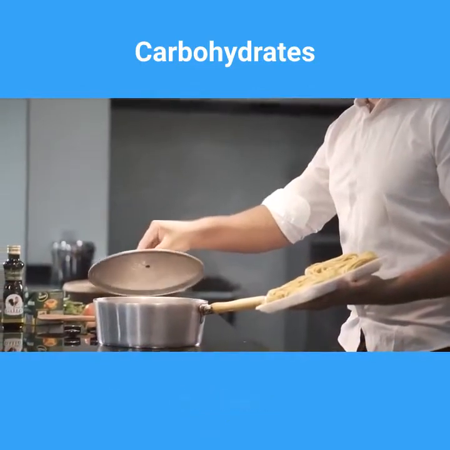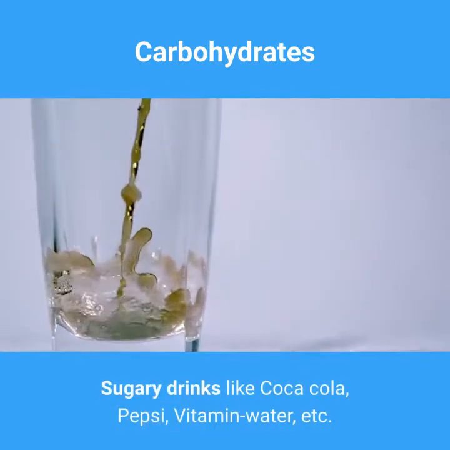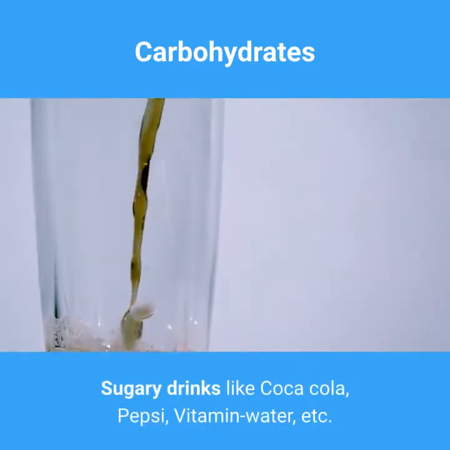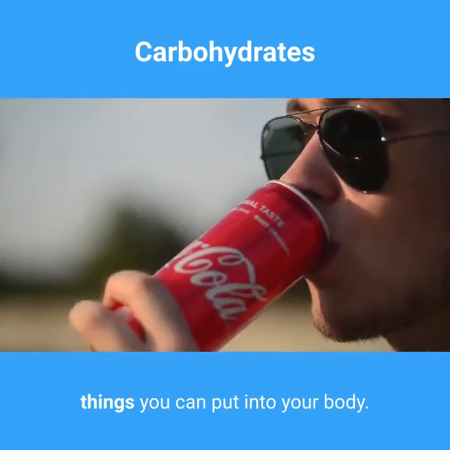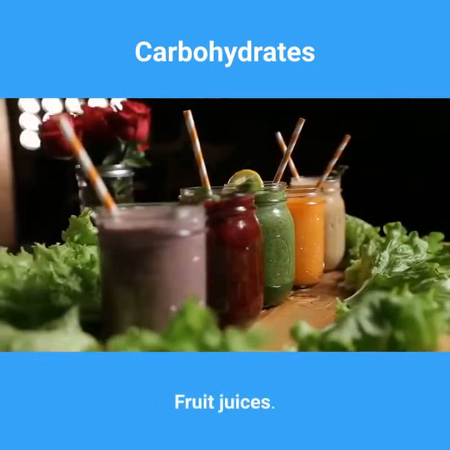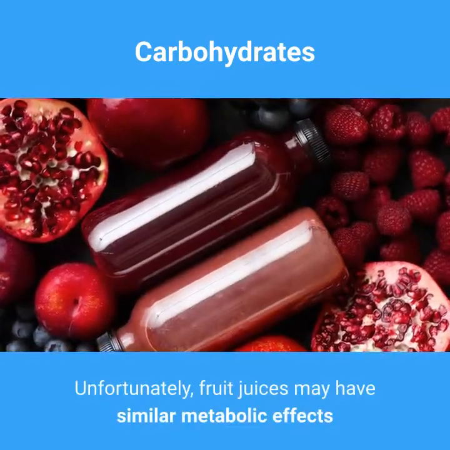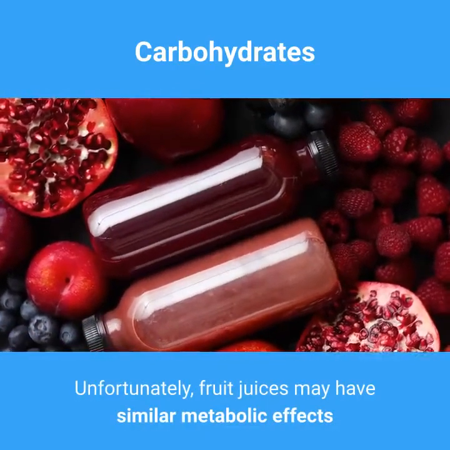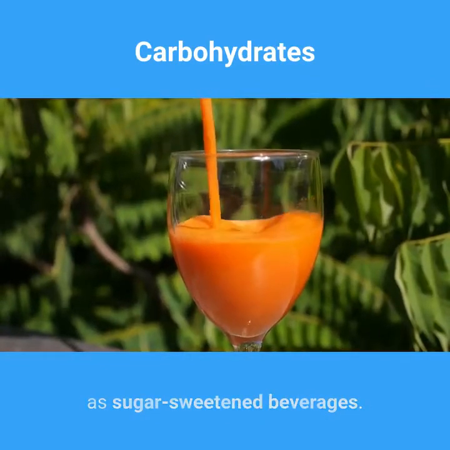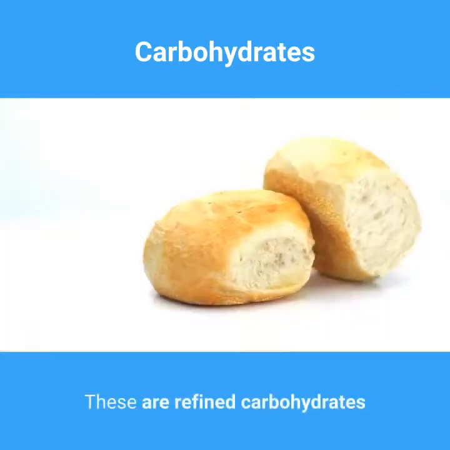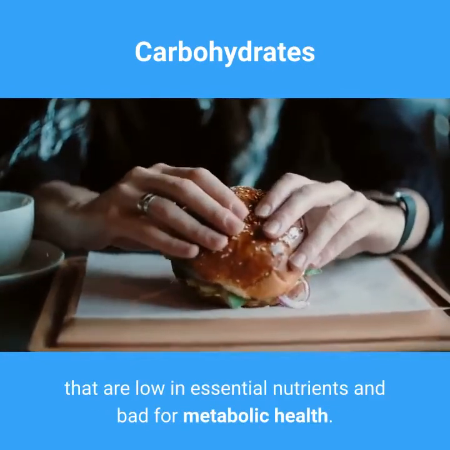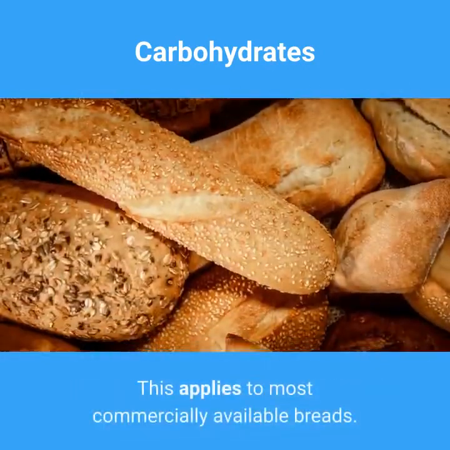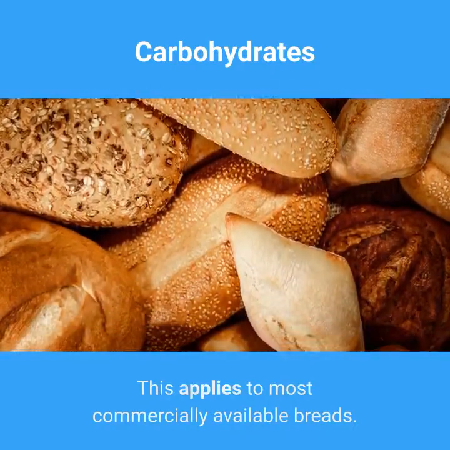Bad carbs. Sugary drinks like Coca-Cola, Pepsi, vitamin water, etc. Sugary drinks are some of the unhealthiest things you can put into your body. Fruit juices. Unfortunately, fruit juices may have similar metabolic effects as sugar-sweetened beverages. White bread. These are refined carbohydrates that are low in essential nutrients and bad for metabolic health. This applies to most commercially available breads.